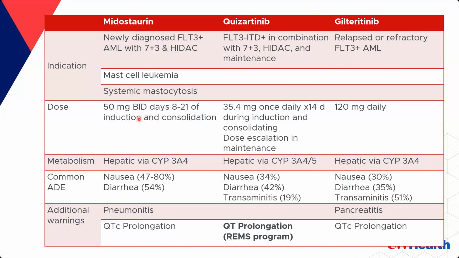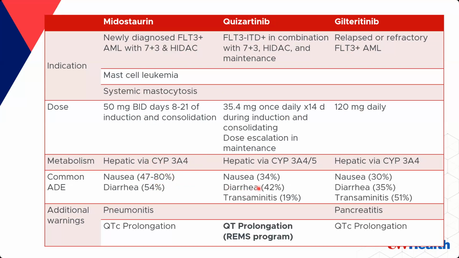Midostaurin is a twice-daily medication, whereas the rest of these are once daily. All three of these agents are metabolized by CYP3A4. With midostaurin, nausea and diarrhea, especially nausea, is a major side effect consideration. So patients do pre-medicate with Zofran prior to their doses.